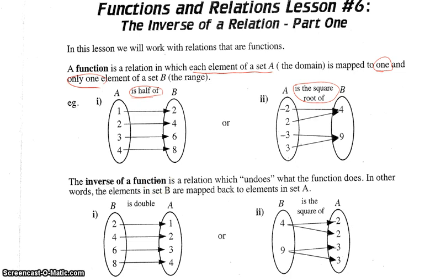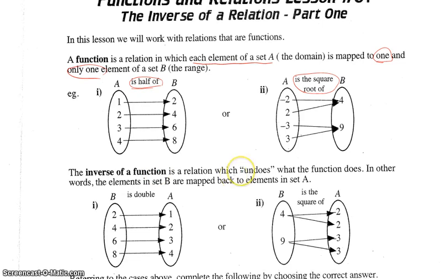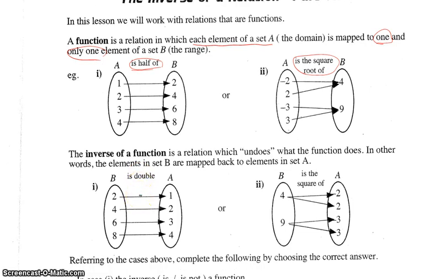An inverse is basically a relation that undoes what the function does. Up here where it was "is half of," if we turn that around and say "is double," that would undo the half of. We would map it back. So 2 is double 1, 4 is double 2. Notice the elements in B switch to the first, the domain, and the elements in A switch to the range. This one, same idea: 4 is the square of 2, and 4 is the square of -2.